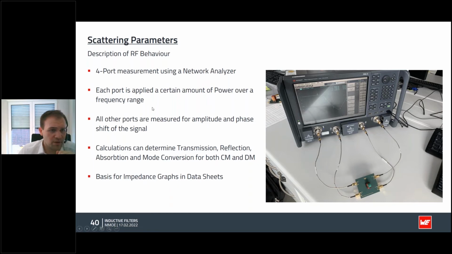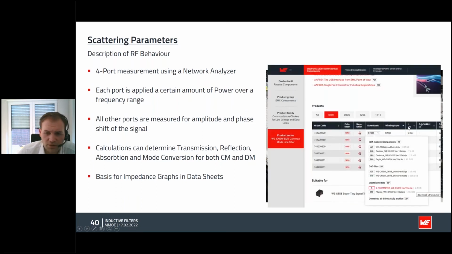Also, these scattering parameters or S parameters are the basis for all of our impedance graphs in the data sheets. If you want to learn more about these scattering parameters, again, we have a lot of information on using these in a simulation. And for most components, you can find the S parameters for free and without registration on our homepage. For example, for the SMD ferrite that we had earlier, or for a common mode choke, you can find the S parameters on the respective product page.